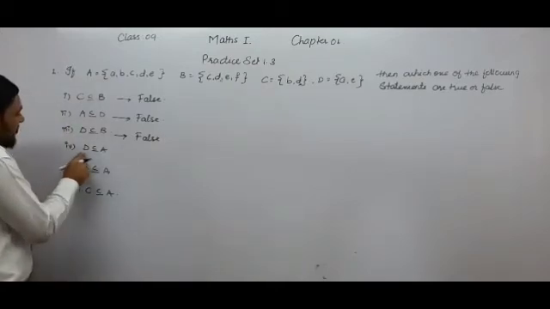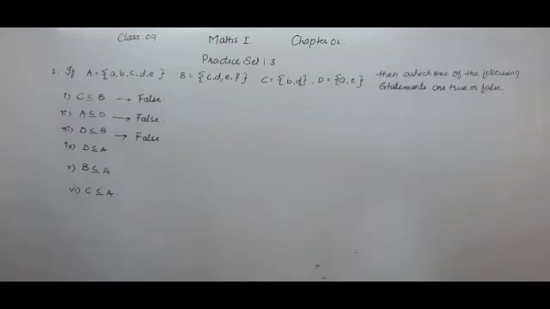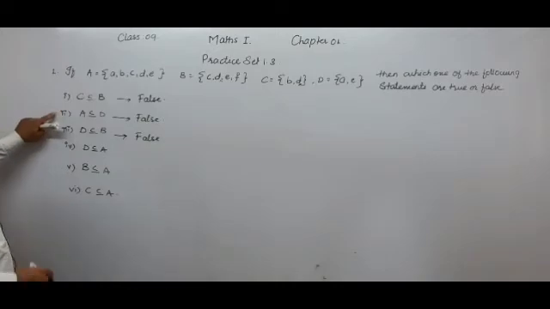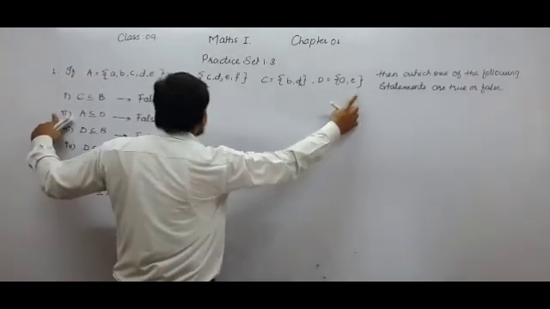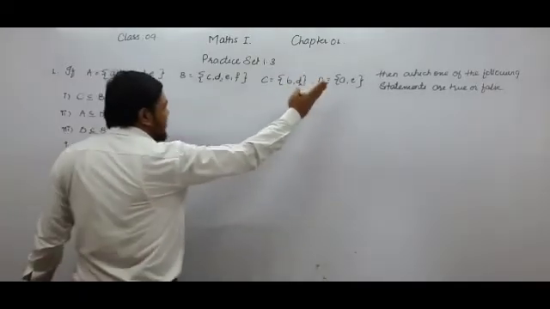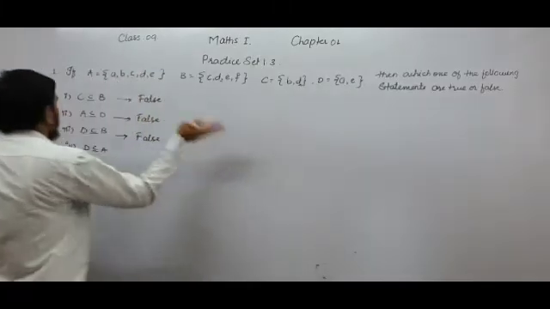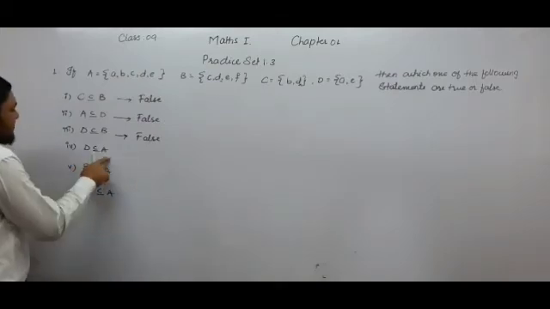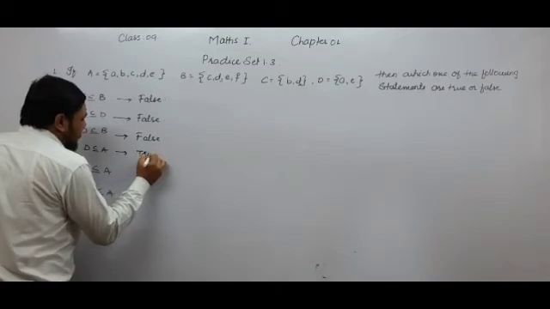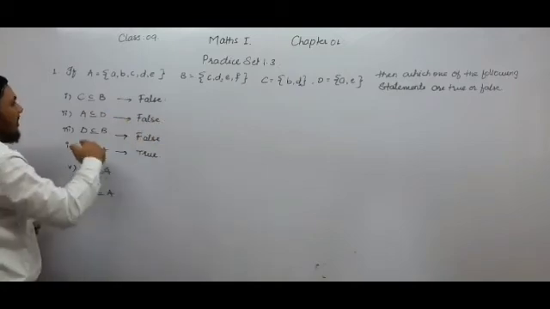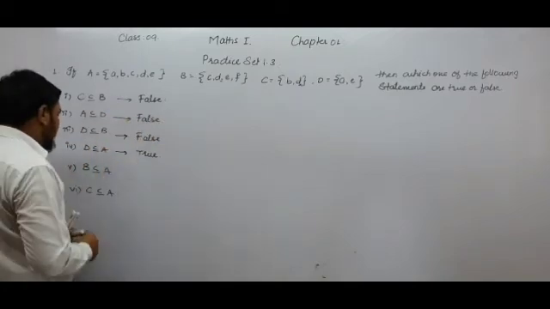Here the fourth statement is D is the subset of A. I have shown you previously that D contains A, E and A contains A, B, C, D, E. So all the elements of set D, which are A and E, are there in set A. That is why we can say that D is the subset of A. So this statement is true, and the reason is that A contains all the elements of set D.